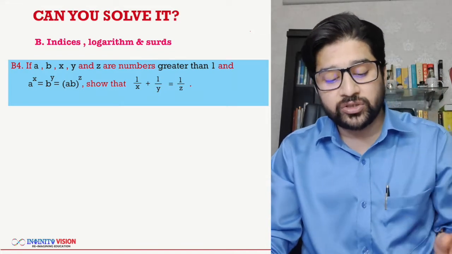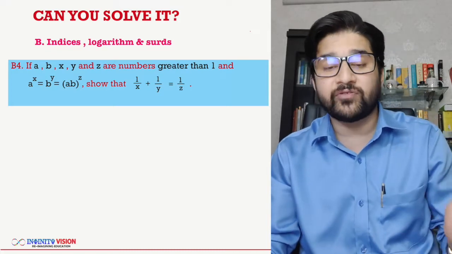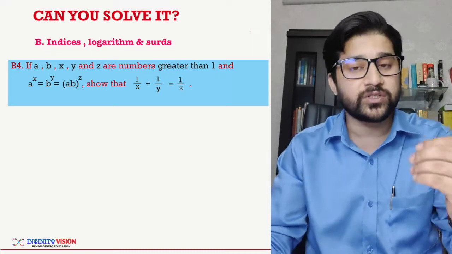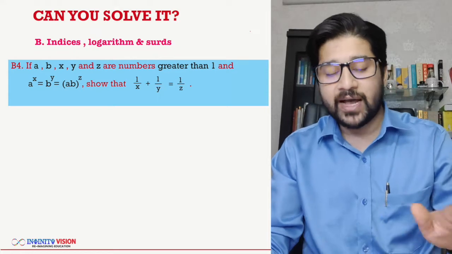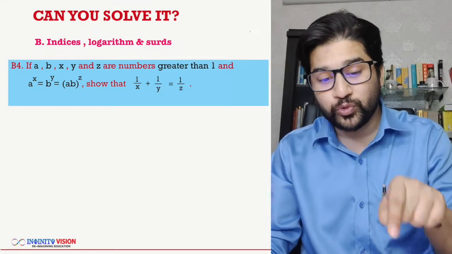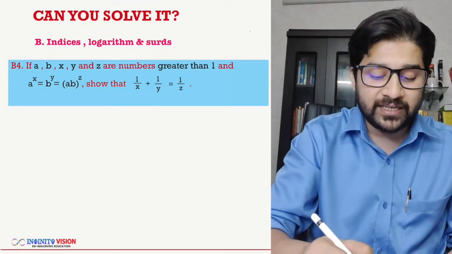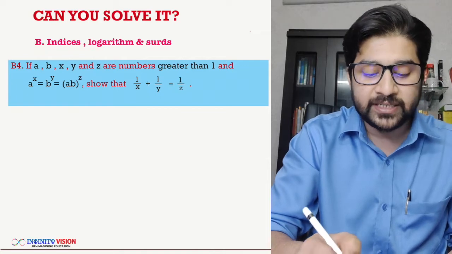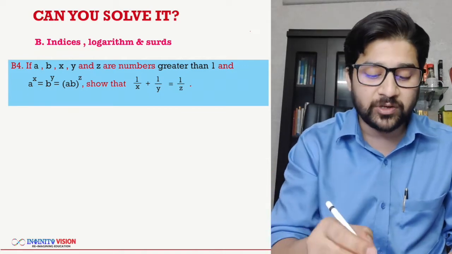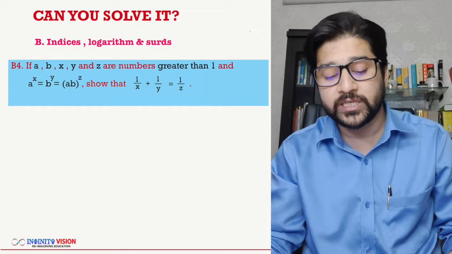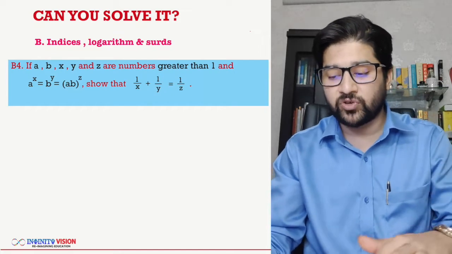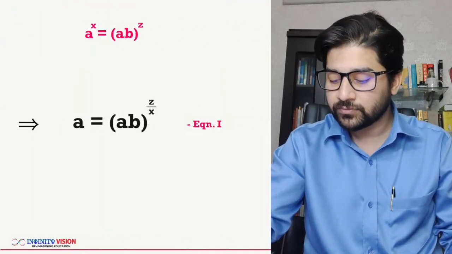Using these 2 equations, you have to prove that 1 by x plus 1 by y equals 1 by z. As I have told you, there are basically 2 equations in that. One equation I can say is a to the power x equals ab to the power z, and the second equation is b to the power y equals ab to the power z. So let me solve the first equation first.